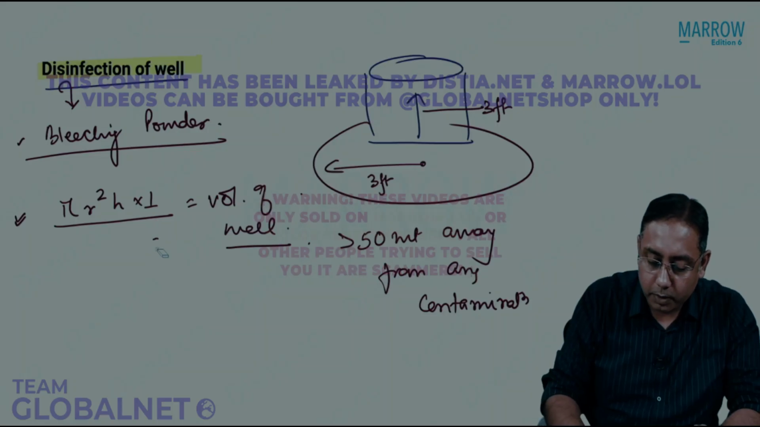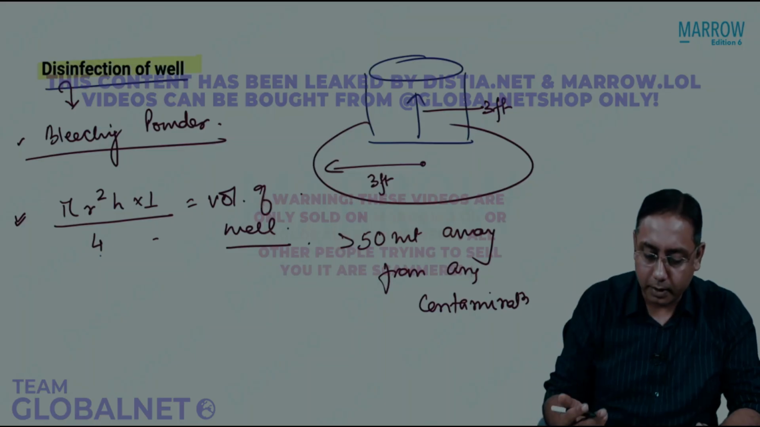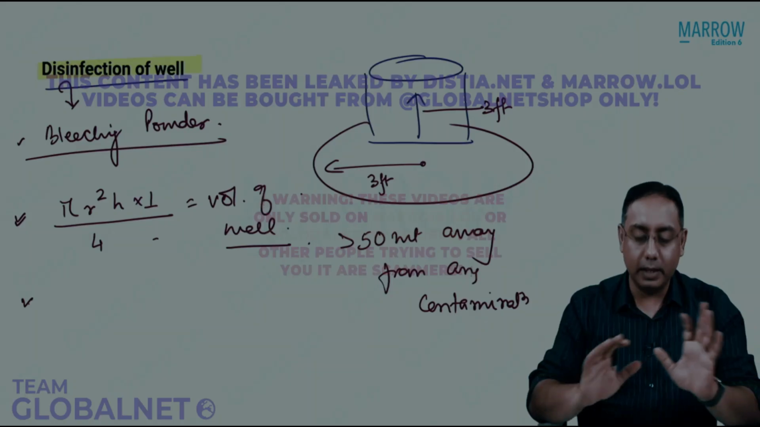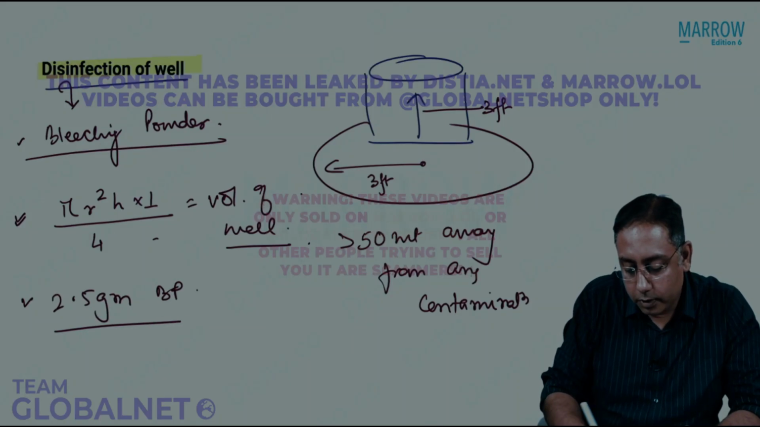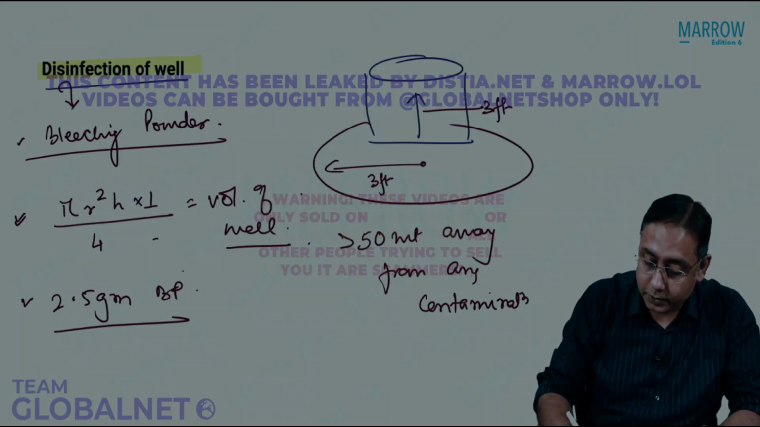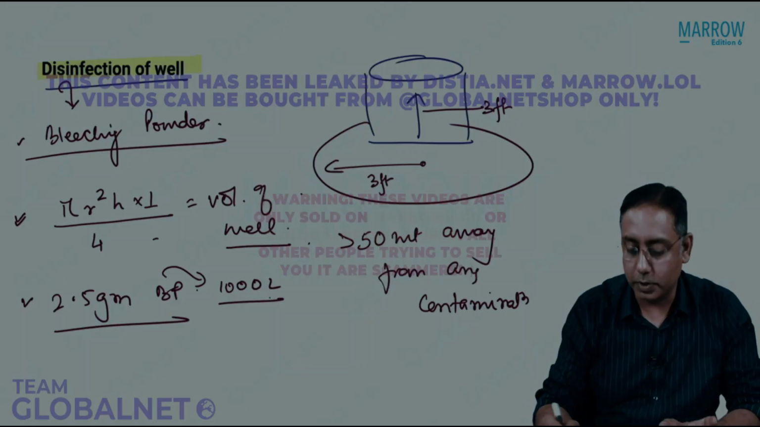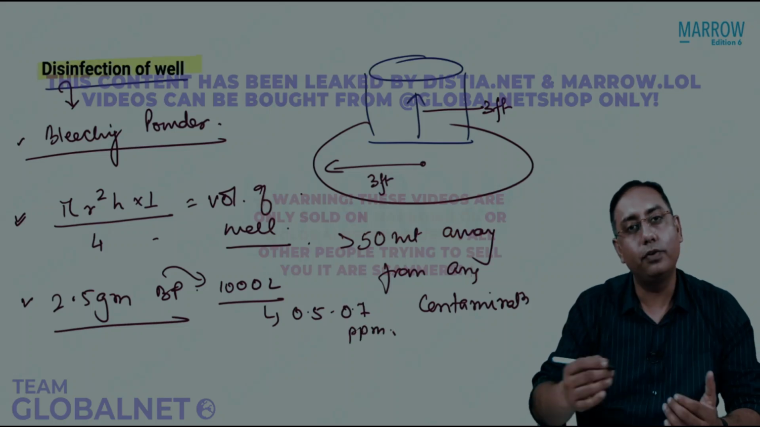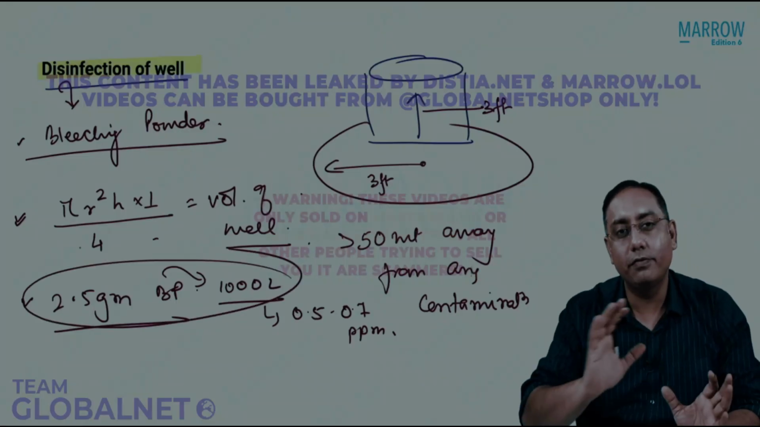Please note that the formula would be pi r square h divided by 4. That's what you need to remember. In very gross terms, in normal systems, 2.5 grams of normal household bleaching powder is sufficient for 1000 liters of water. If you do this, you may get 0.5 to 0.7 part per million of free chlorine. That is the general understanding about disinfection of a well.